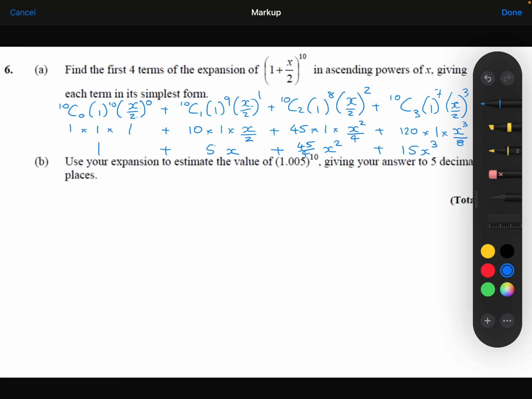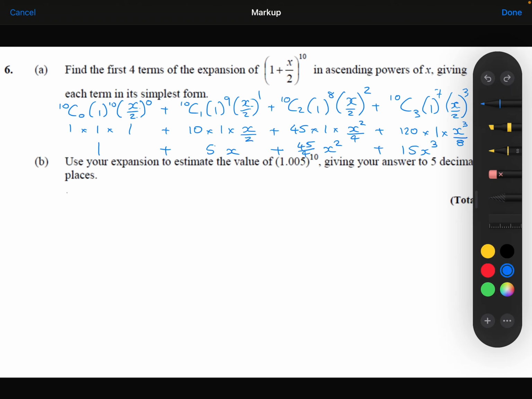Part B. Use your expansion to estimate the value of 1.005 to the power 10, giving your answer to 5 decimal places. So if I want to use my expansion to find this estimate, let's compare this to the expansion that I found before, which is this. Notice that they both have a power 10, which is useful. So let's compare the inside here to the inside here. What value of x would make these two things the same?